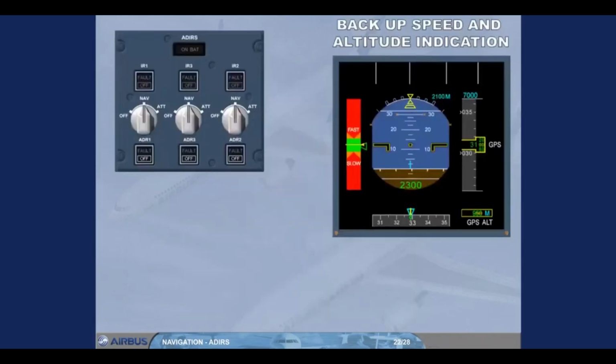In case of unreliable airspeed indications, for example after the three ADRs failure, the backup speed and the altitude indication are available on both PFDs, provided the three ADRs have been set to off. The speed scale is replaced by a backup speed scale, BUSS, based on the aircraft's angle of attack, AOA, information and on the slat flap configuration from SFCC. The backup altitude scale is based on GPS altitude information. Due to the GPS altitude inaccuracy, the last two digits are double dashed. The vertical speed indication is not available.